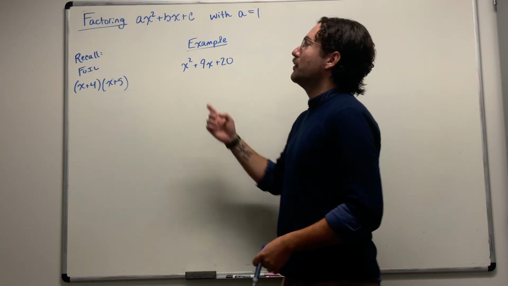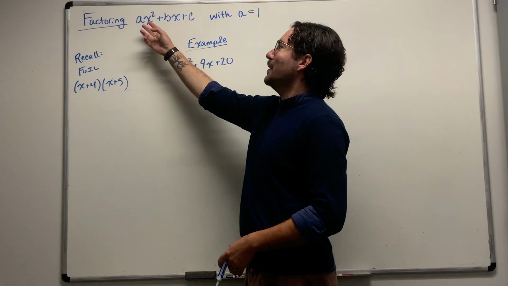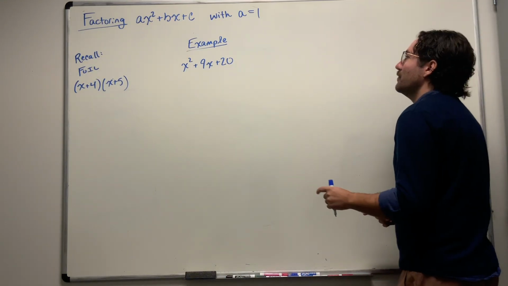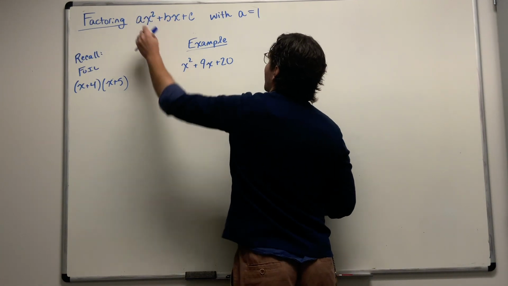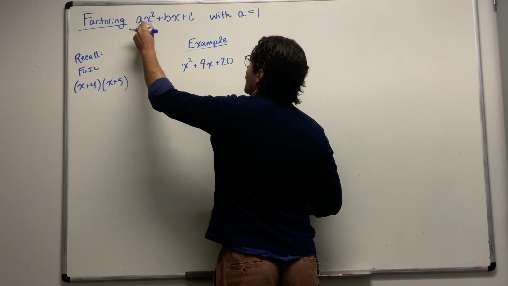Let's look at a technique for factoring a special kind of trinomial. So by trinomial, we mean a polynomial that has 3 terms, and specifically one that's to the 2nd power. We can also call this a quadratic. So a standard quadratic.